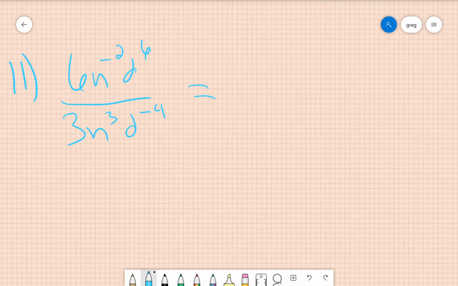I'd flip all the negative exponents first. So now let's rewrite it. Don't do any other math yet. Don't simplify. Don't do anything yet. Just flip all the negative exponents. Number 11 on the exponents and division worksheet. Let me see here. So now we'll have 3n cubed, n to the second. D to the sixth stays up here. D to the fourth is the reciprocal, flips it up top.